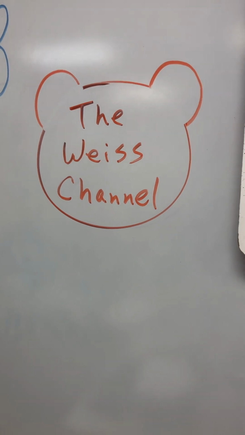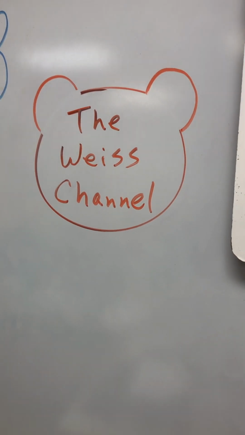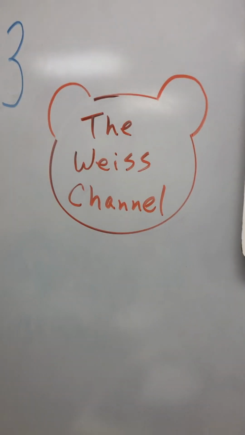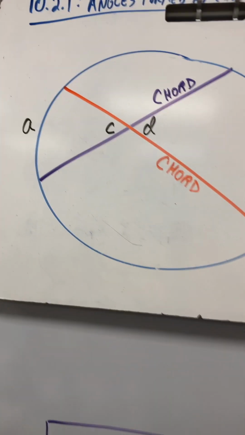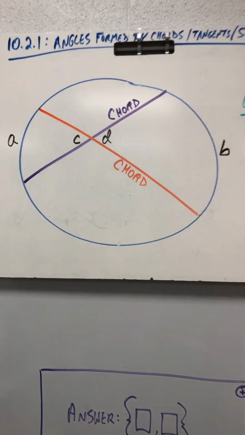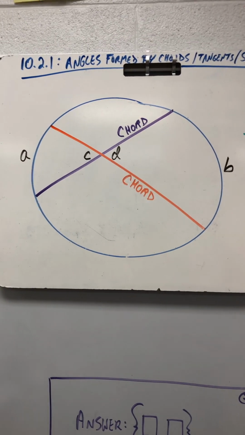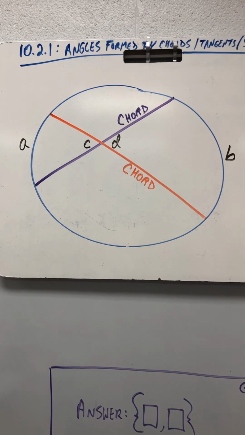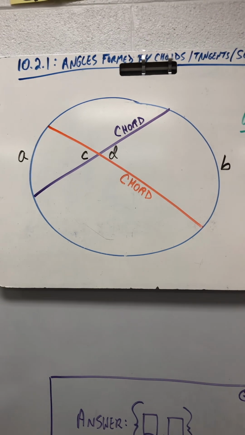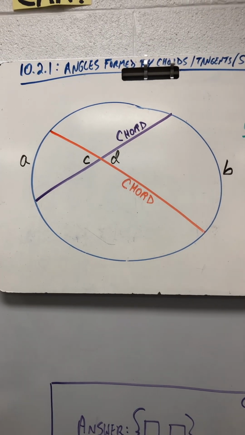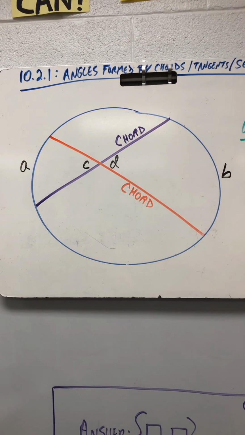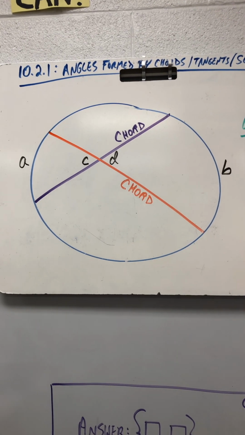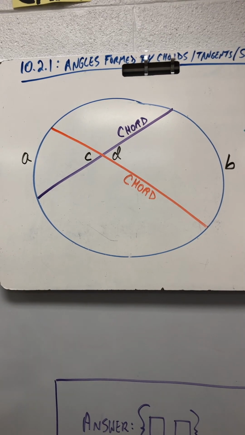All right, today I'm going to talk to you about angles formed by chords, tangents, and secants. First of all, here's a circle, and inside the circle there are two chords. That orange segment is called a chord. The purple segment is called a chord. Any segment that goes from one end of the circle to another end is called a chord. It does not have to go through the center to be a chord.